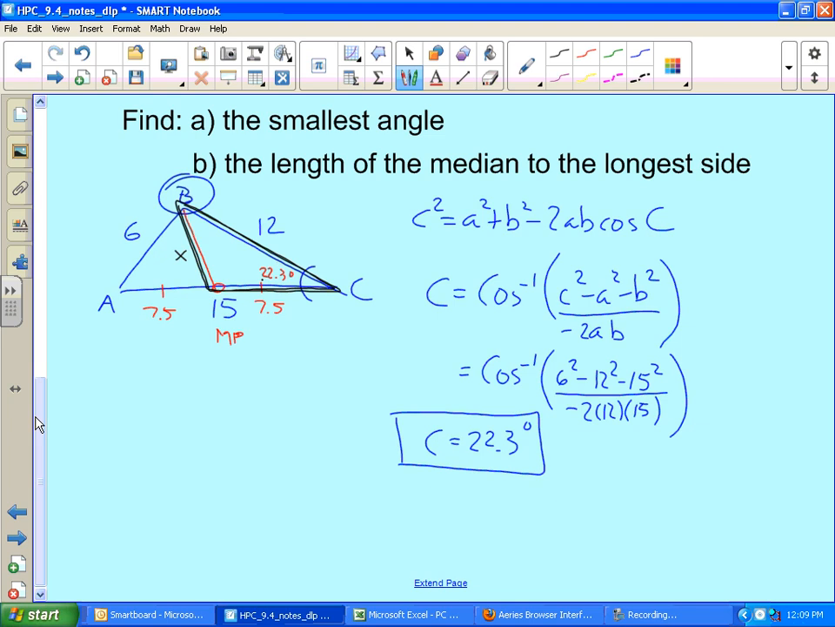If I had another angle given to me, I could go ahead and use law of sines. I was missing an angle, so I can't use it. So I'd have to set this up with law of cosines. It would look like this: x squared is equal to 12 squared plus 7.5 squared minus 2 times 12 times 7.5 cosine of 22.3, and then I take the square root of that whole thing, and there's my answer for how long it is.